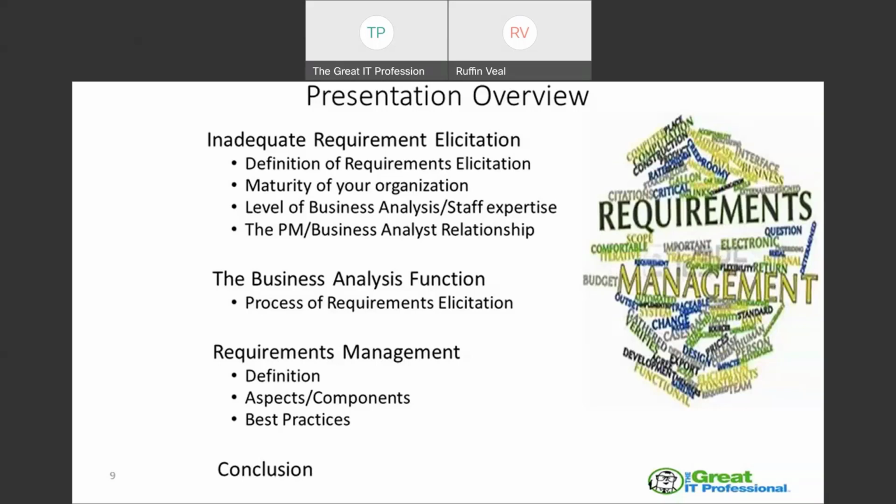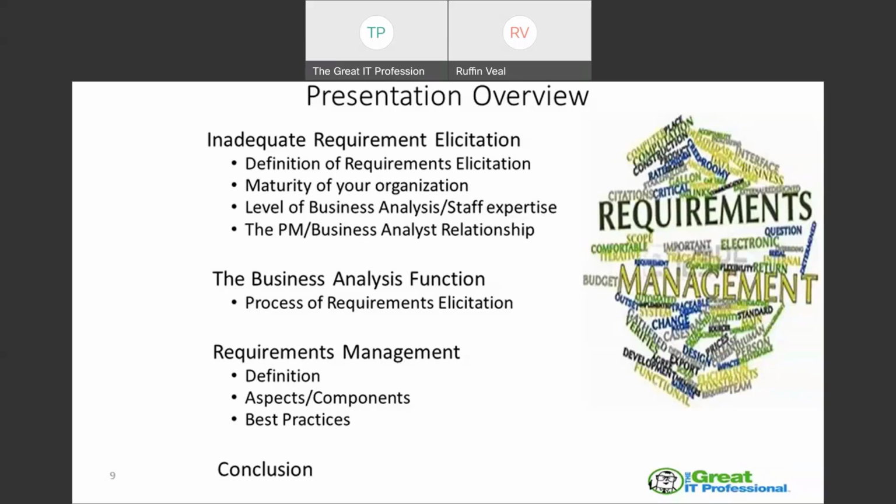Then we're going to talk about the business analyst function itself. This presentation isn't directed at business analysts per se, but it's necessary that we as project management professionals know what's involved in business analysis, because sometimes we are required, based on situations and circumstances, to take over that function. And we want to know the types of things that are involved in gathering those requirements.